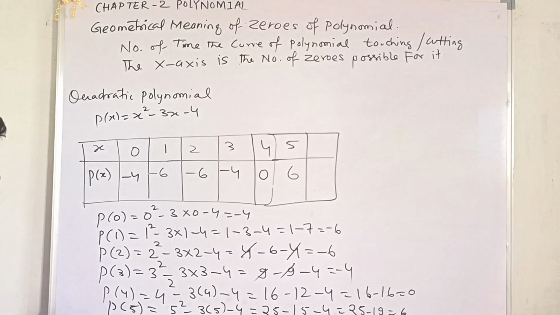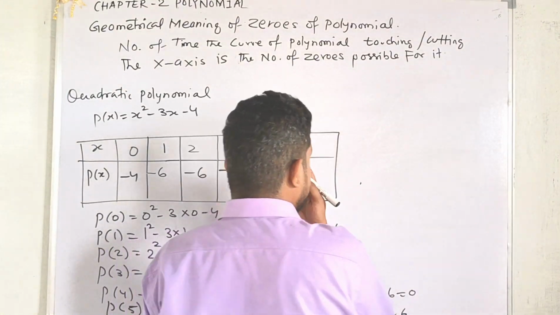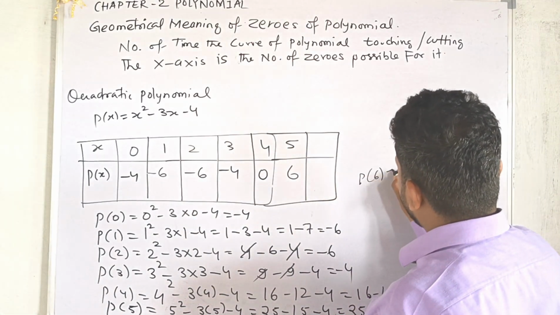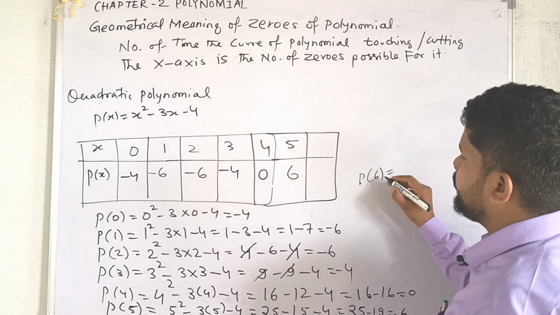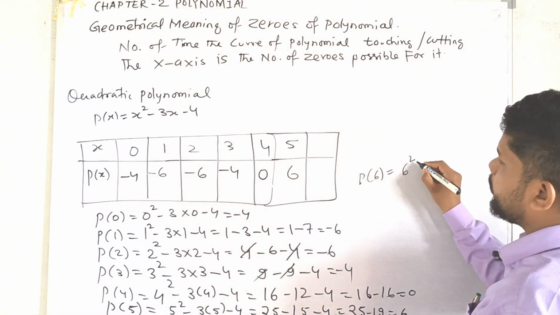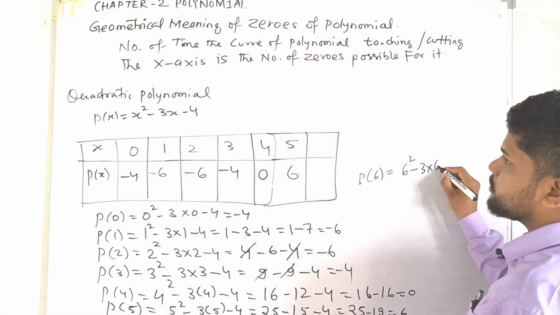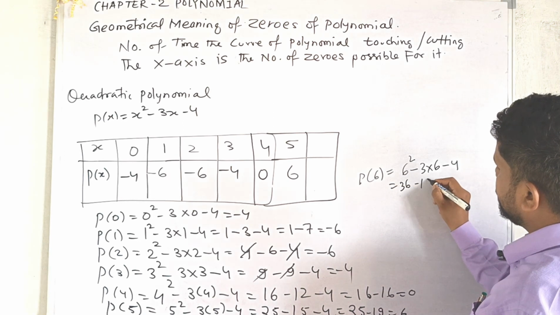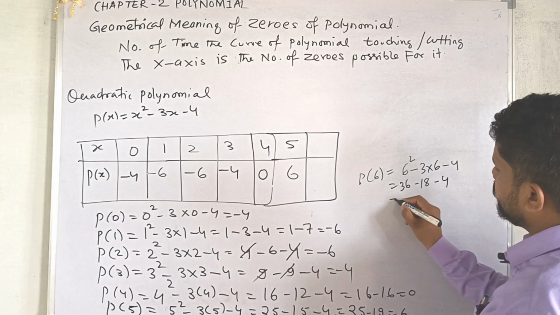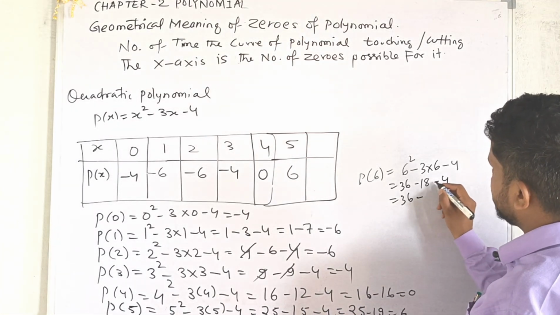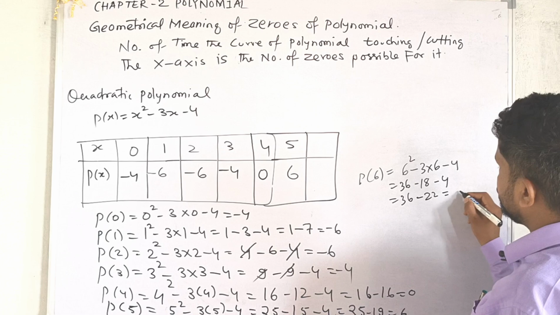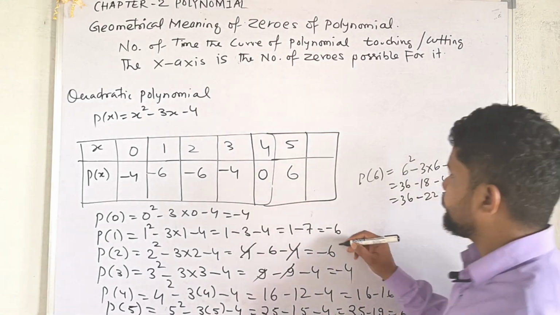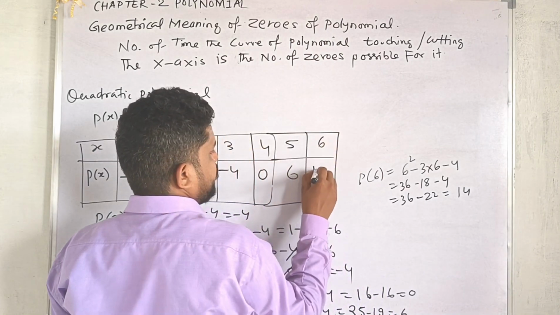Okay. Now putting the value of x equals 6. So when we put x equals 6, we get p of 6 equals 6 square minus 3 into 6 minus 4, that is 36 minus 18 minus 4, 36 minus 22, which is equal to 14. Okay, this is what? 14. For the value of 6, p of x is 14.